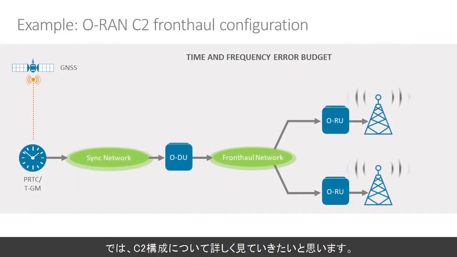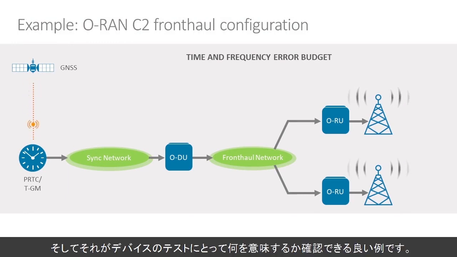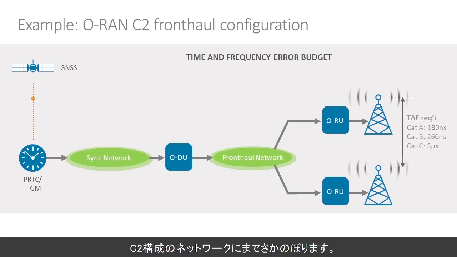So I'd like to take a deeper look at that C2 configuration. It's going to give us a good example where we can look at the time and frequency budgets for the equipment, for network performance, how these all fit together, and what that means for testing a device. So ultimately, on the air interface, a relative time error requirement between these 2 points, all the way back into the network for the C2 configuration.